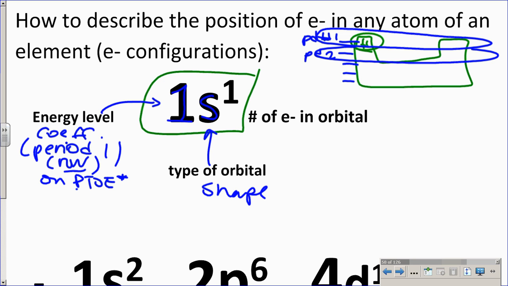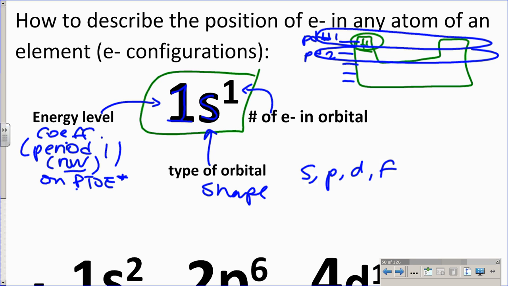What are the 4 shapes or the labels that we put with those shapes? S, P, D, and F, right? S was a sphere, P was a dumbbell, D was 2 dumbbells, and then F was a flower shape. So they get more complex as you go into more electrons. And then you get to tell me how many electrons are held in that orbital. So remember, the maximum you can put is 2. And hydrogen only has one electron to work with, right? So it's not going to have two electrons, it's going to have one electron. So this s orbital is only holding one electron.